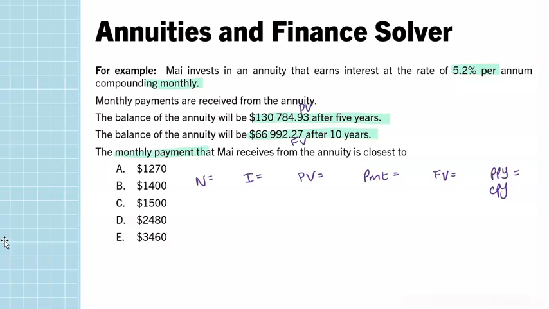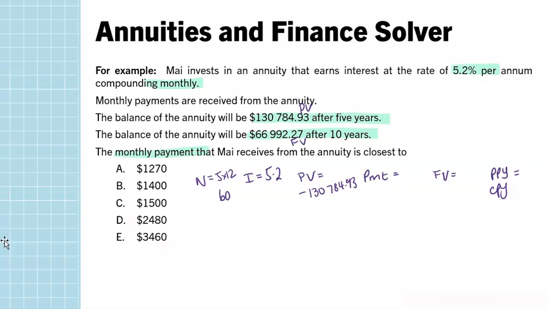So we said 5 years of monthly payments. So 5 times 12, so we'd have N is 60. Our interest rate of 5.2. Our PV, so our starting point, as 130,000, and we are putting that money into the bank. So we're going to put that as a negative.